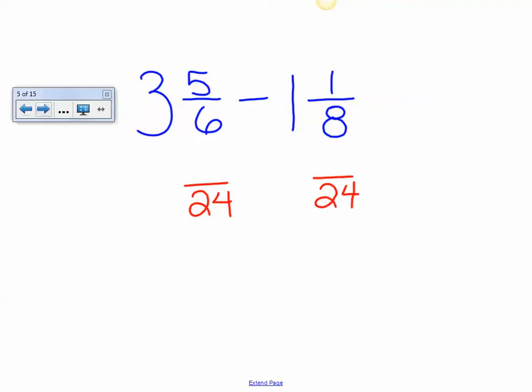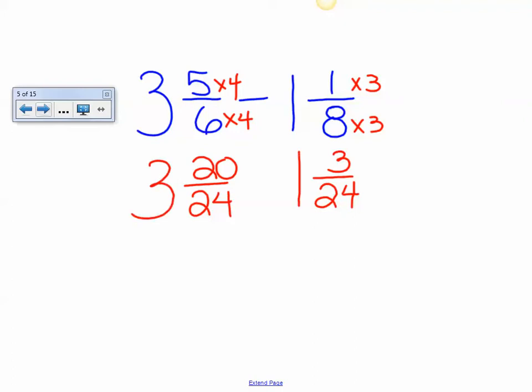How do I turn a 6 into 24? Well, 6 times 4 equals 24, so I'm going to multiply 5/6 by 4. So 5/6 is 20/24. 8 times 3 is 24, so I'm going to multiply the top by 3 as well, so I get 3/24. Now I have those whole numbers this time, so I have to write those down as well. So now that my denominators are the same, I subtract my numerators, so 20 minus 3 is 17. I keep my denominator 24.